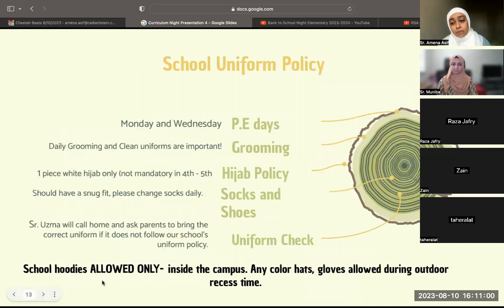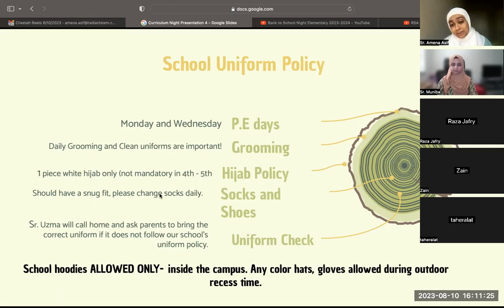This is our school uniform policy. Please make sure once the uniforms arrive, I know they're back ordered. So until about the second week of September, we are going to go a little easy on school uniform, only the part that needs to be ordered from Denny's. But socks and shoes, of course, are available all over. Please make sure that they are snug fit.